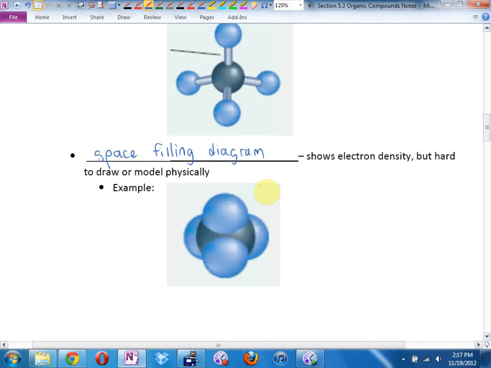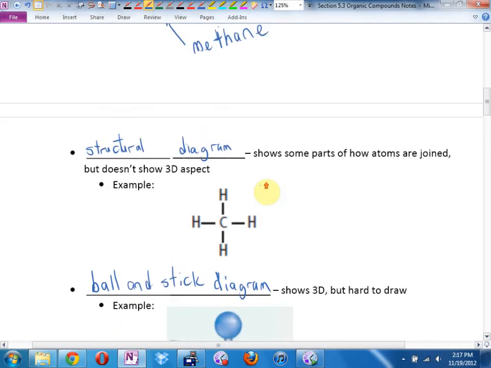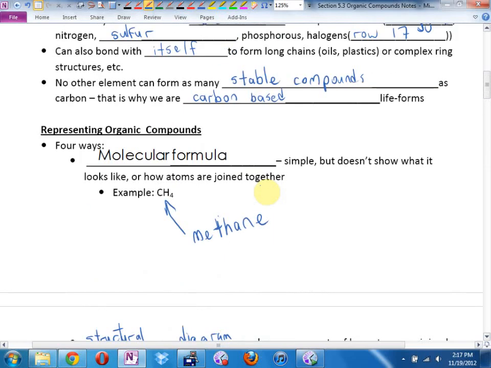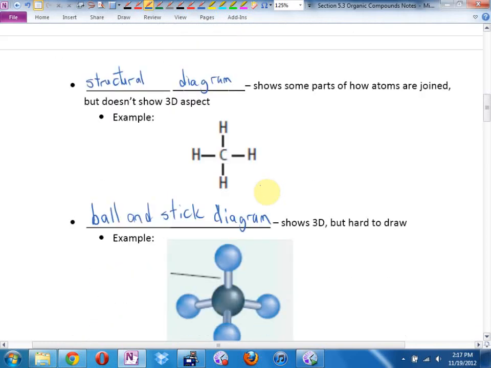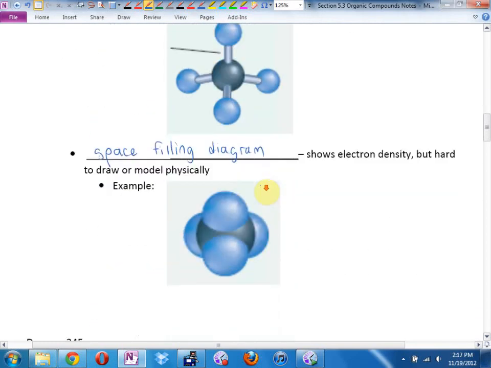Now, some of them are pretty easy. Can you figure out how you can remember the ball and stick diagram? Because it's got a ball and a stick. Okay. I think you can figure out which one is a molecular formula because it has just a formula. Then the difference between the structural and the space filling, I remember this is a space filling diagram because look, those things are filling up the space.